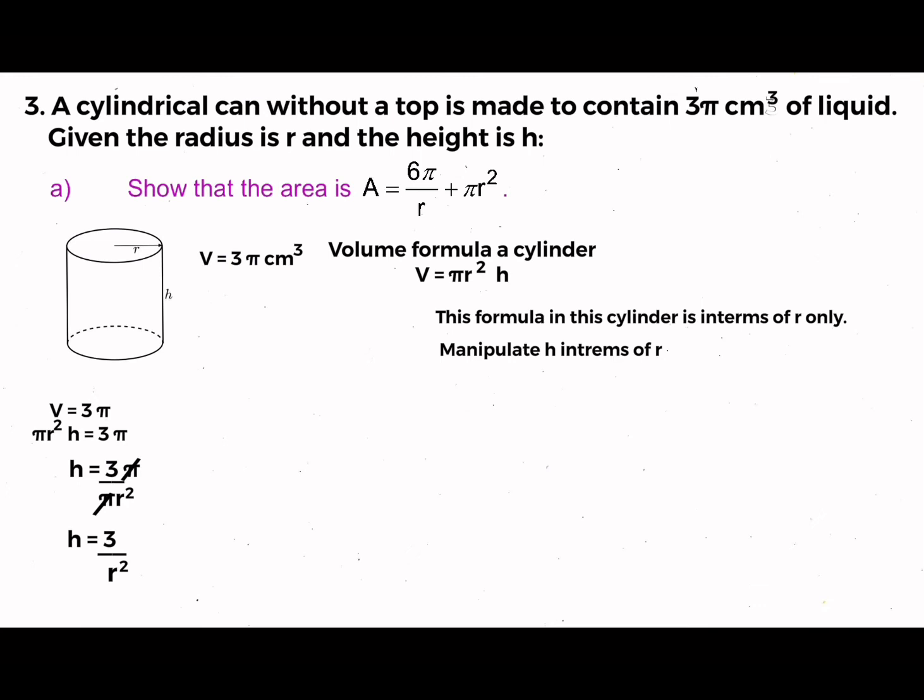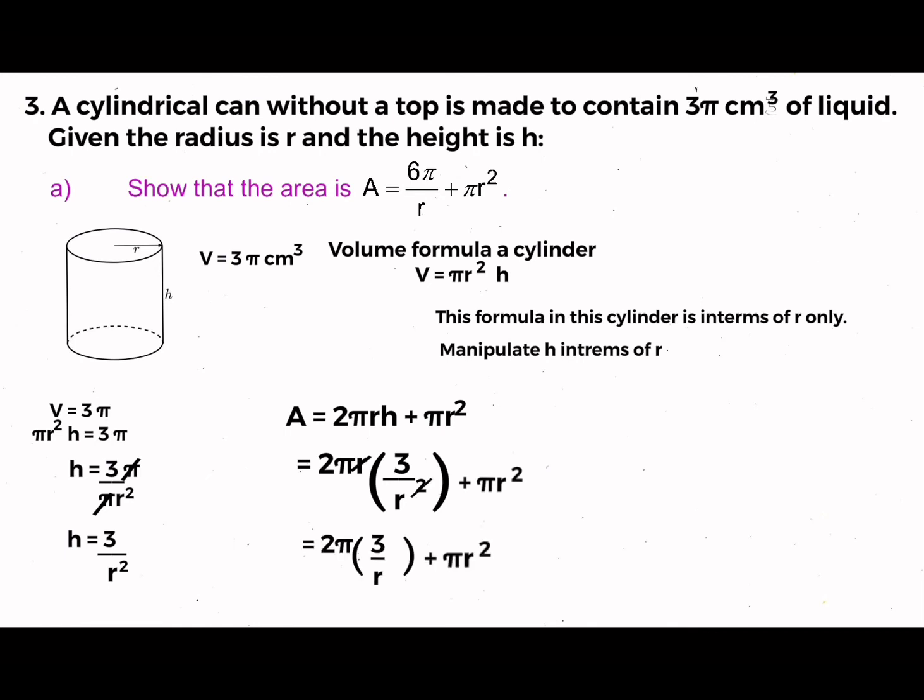Based on the question, we need to find the area of the cylindrical can without a top. So the formula for area is 2 pi r h plus pi r square. Replace h with 3 over r square and we can cut r and r square. 2 pi times 3 is 6 pi over r plus pi r square. Final answer has been shown.